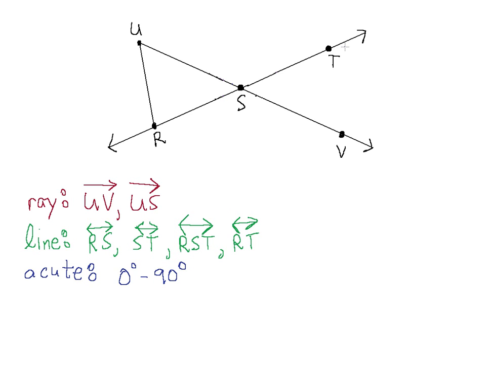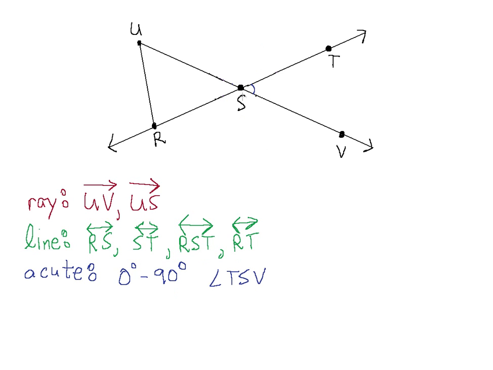So we want to find an acute angle up here. And here's one right here. We have TSV. This angle right here is an acute angle. It's an angle smaller than a 90-degree angle. All right, so angle TSV is an acute angle.